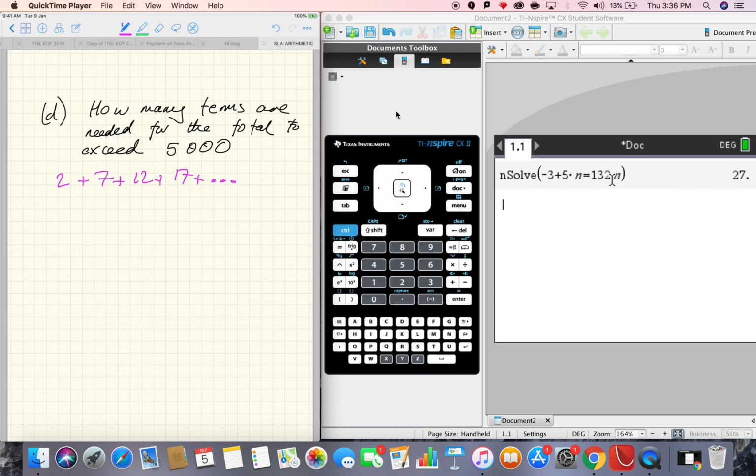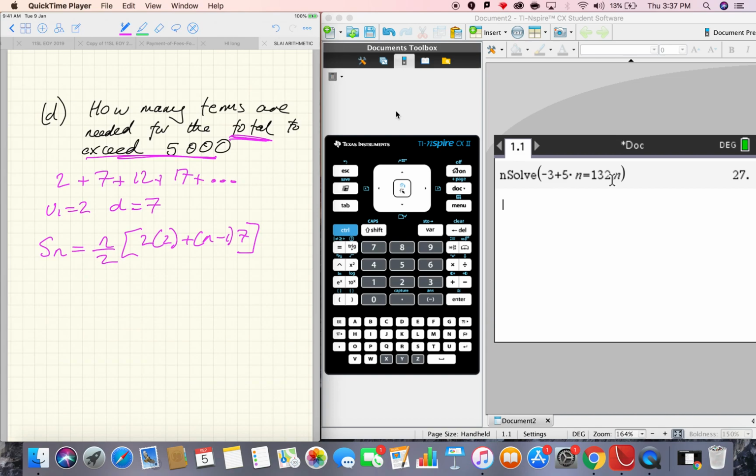So u1 equals 2 and d equals 7. And now we're talking about the sum, the total. So we need that S formula again. Let's write it down. The sum of n equals n over 2 into 2u1 plus n minus 1 times by d. And we want to know when the sum exceeds 5,000.